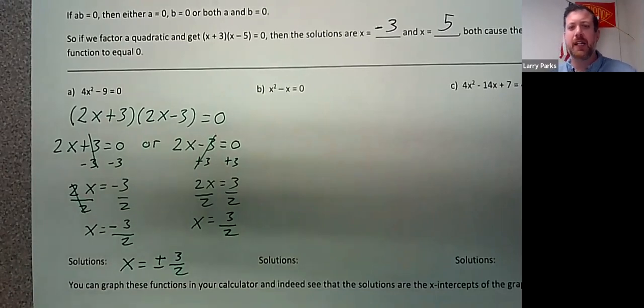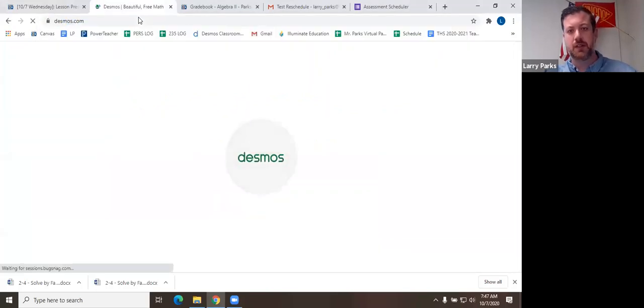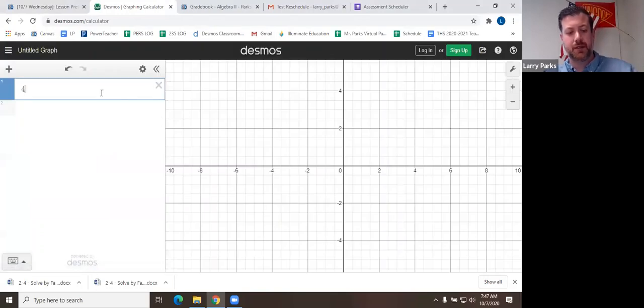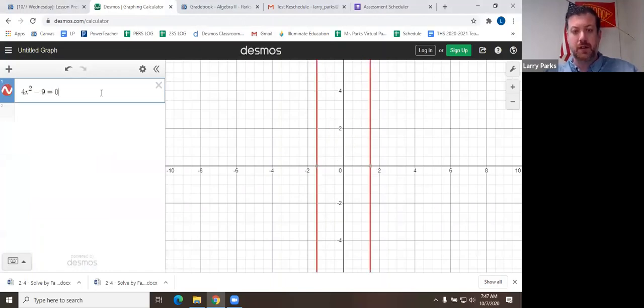Now let me show you real fast another way you could have got this answer, and it's the way I would recommend to check your work. So if you go out to Desmos and you type this in, we could go and see the x-intercepts are negative 1.5, 1.5. Okay, so this is a very easy way to check your answer to see what the x-intercept should have been, and that's exactly what I just got.